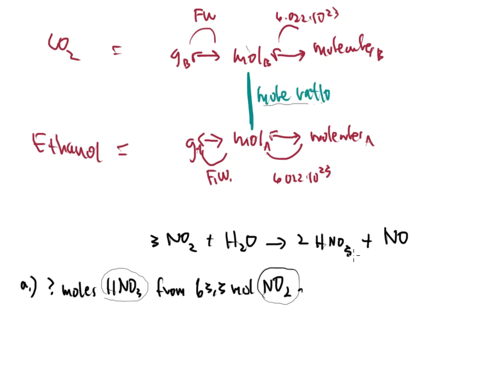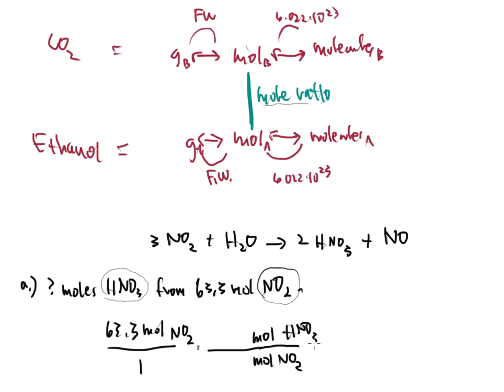All right, so in order to do this, I take the given 63.3 moles of NO2 over 1. Mole of NO2 on top, mole of NO2 at the bottom, and I need to go to mole of HNO3, because that's what the question wants from me. Those are the two pieces I need to connect. What numbers go there? Mole ratio. That's the only number that can go there. We see that from the roadmap from above.